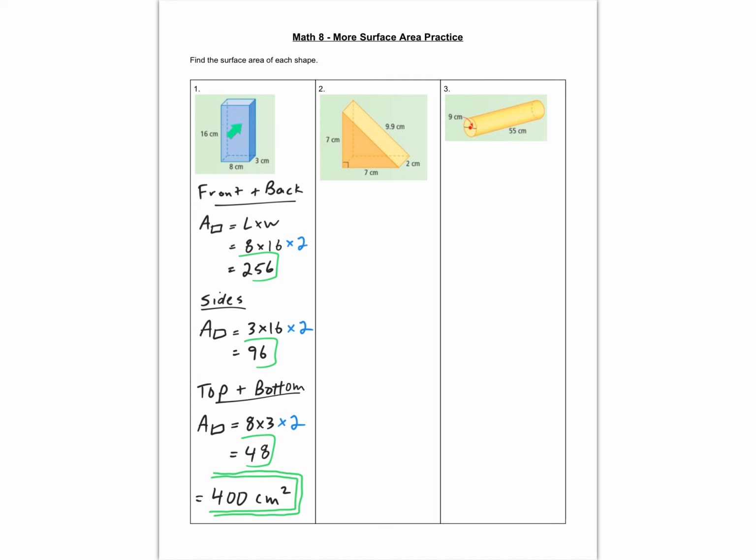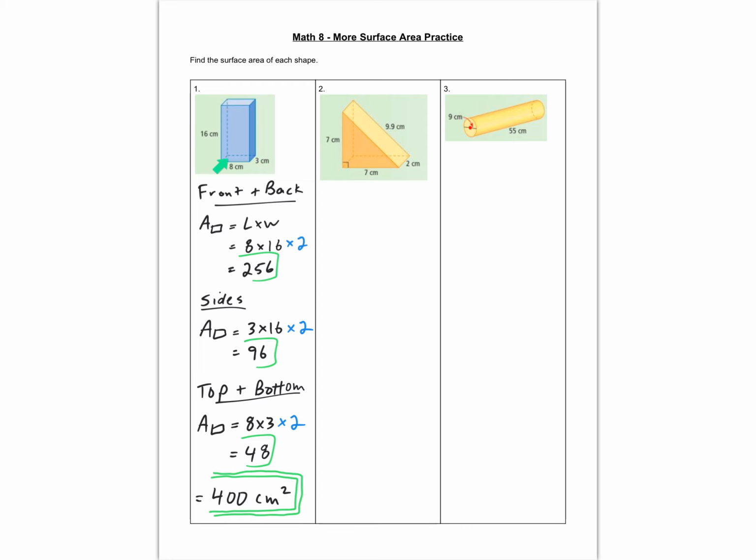So this is a rectangular prism, okay? Front, back, two sides, and top and bottom. Now it's made up of three different pairs. So our front and back, I put length times width here, but we know that we can just call that the horizontal by the vertical.